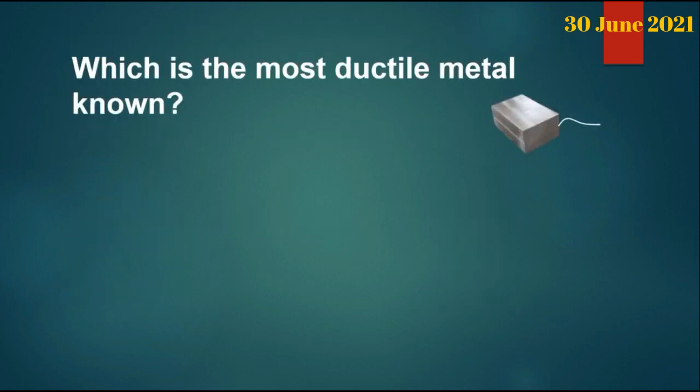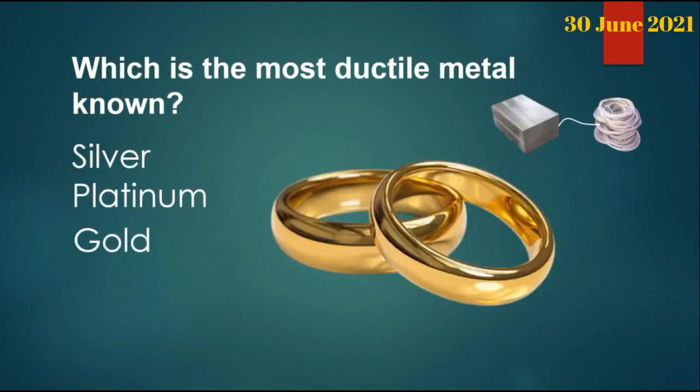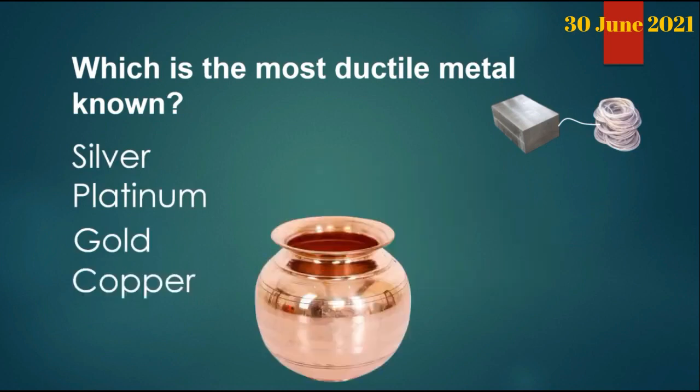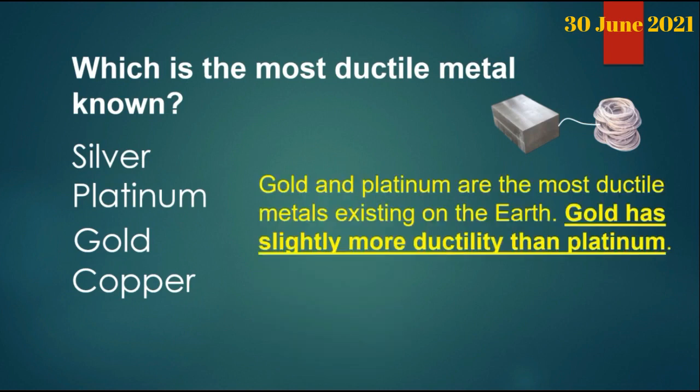So, can you tell me which is the most ductile metal known? Is it silver or platinum or gold or copper? Right? Among these metals, you will find gold has slightly more ductility. Even gold and platinum are the most ductile metals existing on earth. Gold has slightly more ductility than platinum.